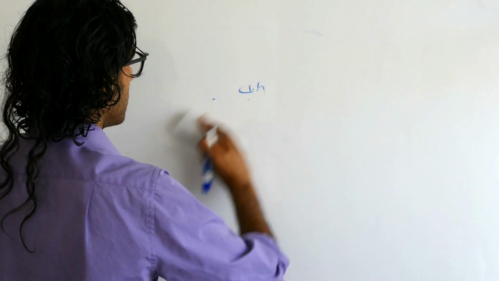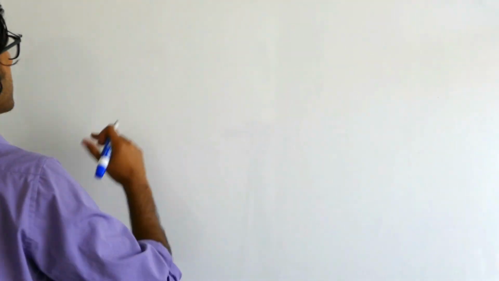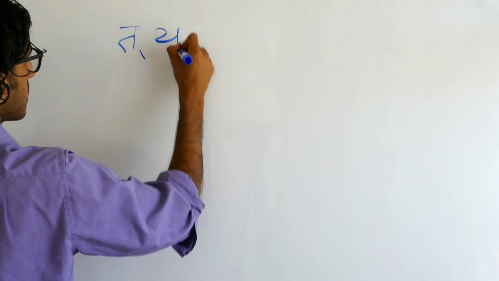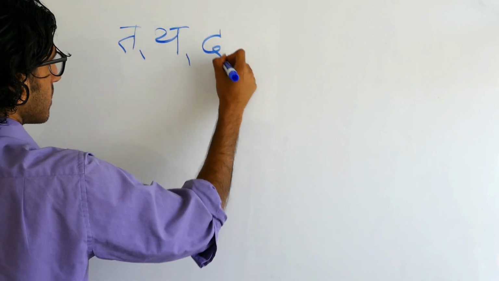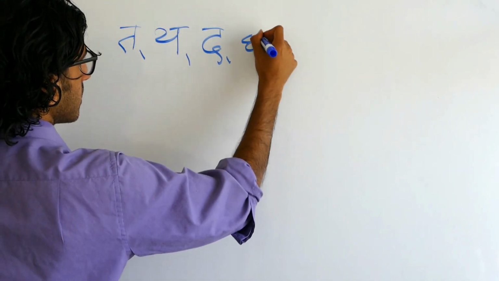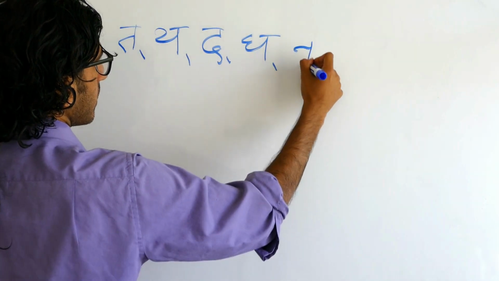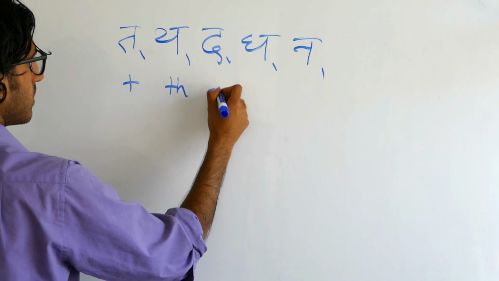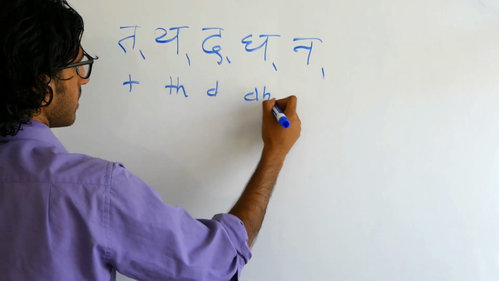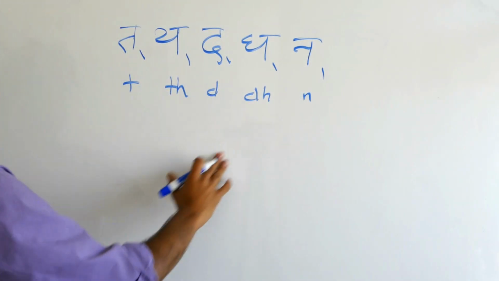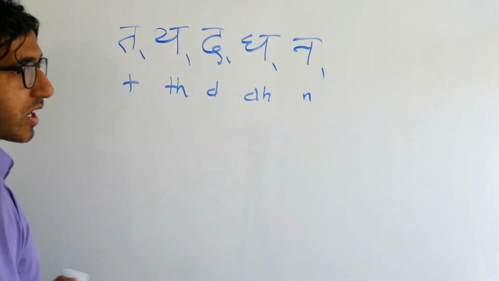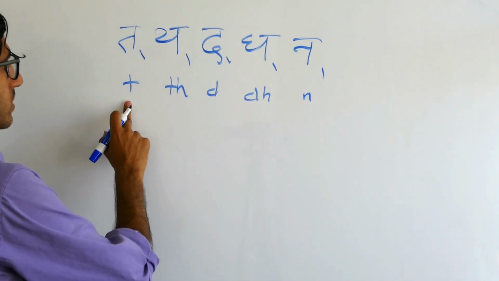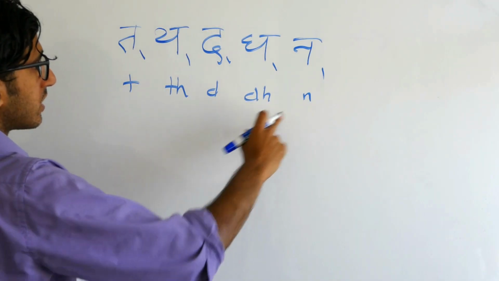Then the dentals. So ta, tha, da, dha, and na. Right? You'll get ta, tha, da, dha, na. Similarly, but just no dots underneath. So you'll know the dots are related also to the cerebrals. Not always, but in this case. So ta, tha, da, dha, na.